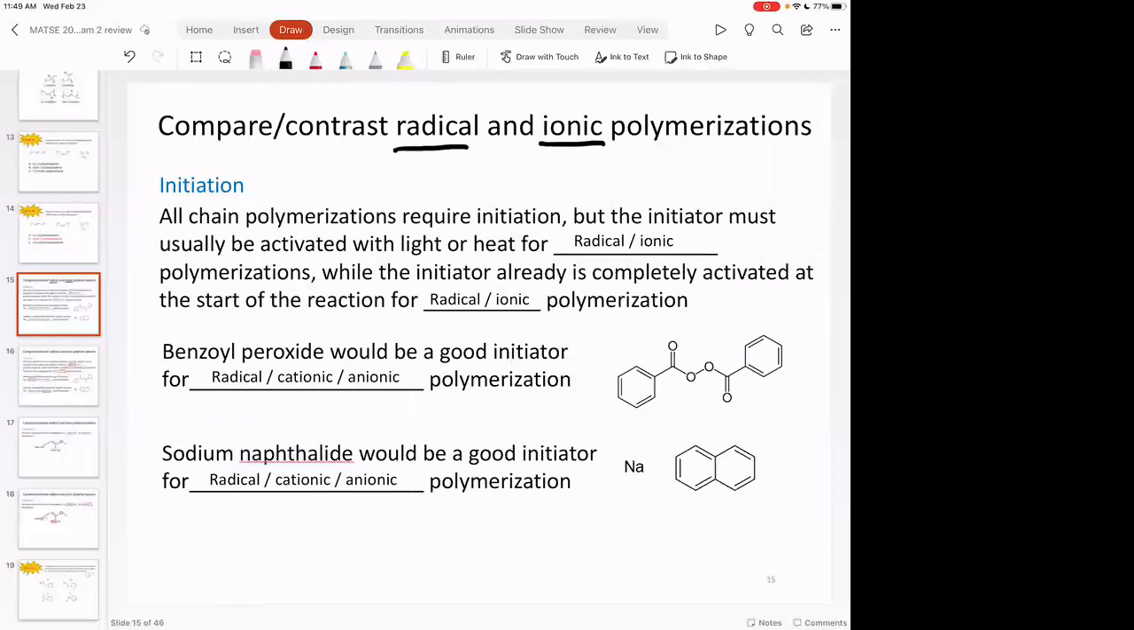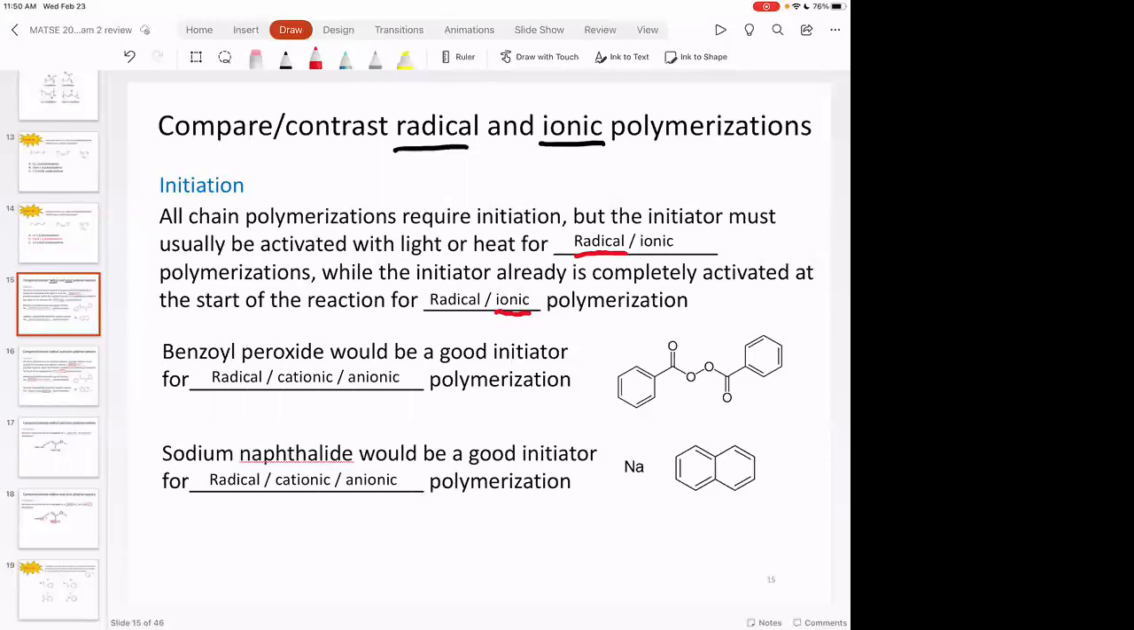Radical, right? Good. Let me do that in red. So we talked about radical initiation by light, like benzophenone and things like that. AIBN is a thermal sensitive initiator. It doesn't mean that there aren't other initiators that we can use for ionic polymerizations that you can initiate with heat or light. That's an active area of research. But we're trying to find the most reasonable answer. The initiator is already completely activated at the start of the reaction, usually for ionic, because especially in cationic polymerization, it was all ready to go. It was an acid or something like that.